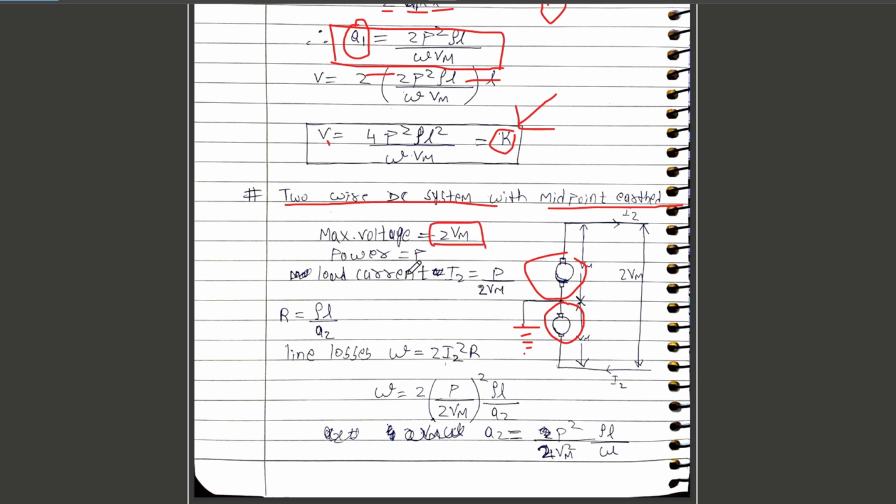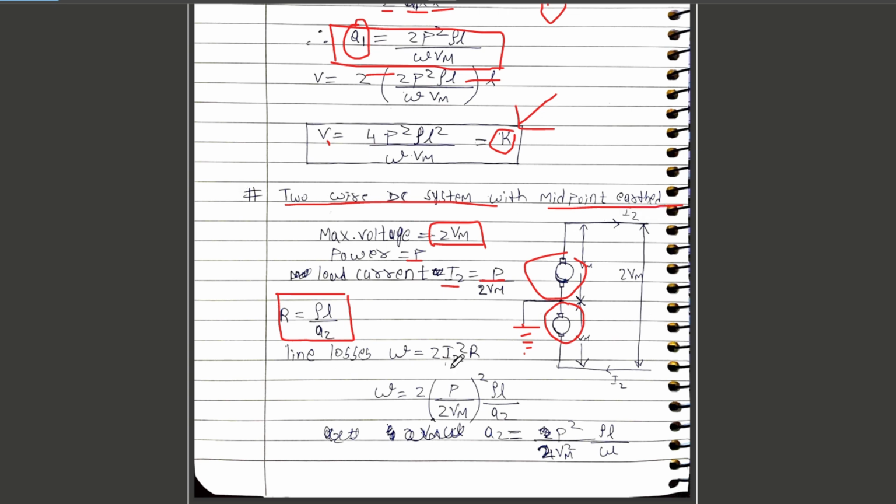Then we will consider the power as P. So the load current flowing through the system is P upon 2 Vm. And the resistance of this system will be rho L by A, where rho is the resistivity, L is the length, and A is the cross-sectional area. We will consider A2 as the cross-sectional area for the two-wire DC system with midpoint earthed.